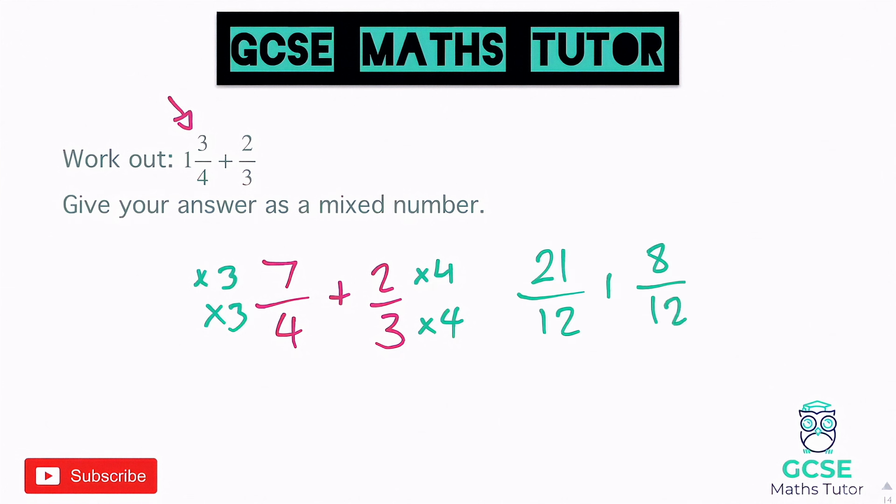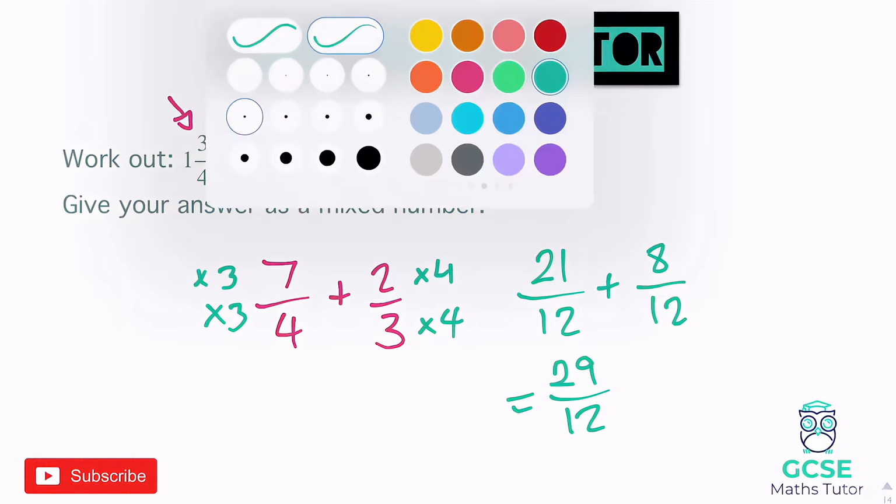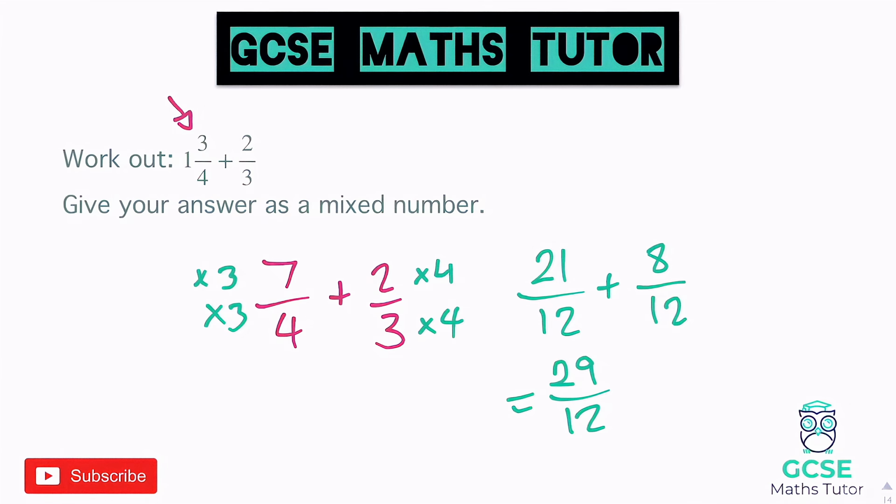And now we can add these together, and again if we were subtracting them we'd just subtract those numerators. But we'll add them together and we get 29 over 12. And again it says to give your answer as a mixed number, so we are going to convert this now into a mixed number. 12 fits into 29 twice, up to 24, and there'll be a remainder of 5/12. And again there's my final answer.